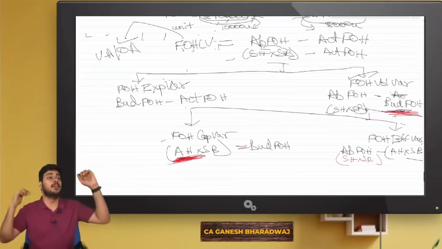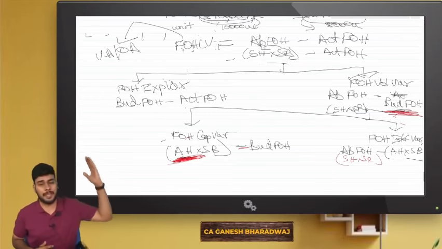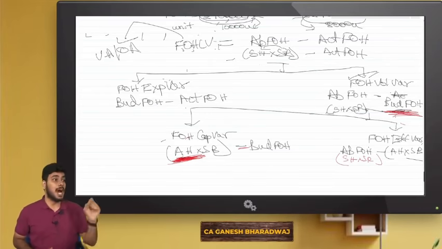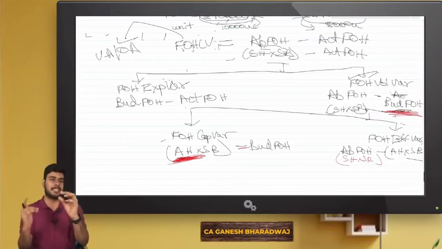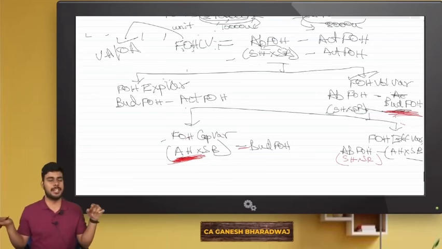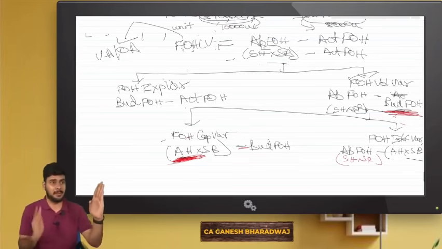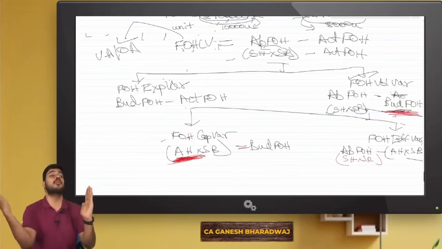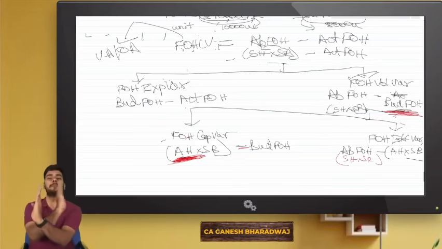Now come back. What is your fixed overhead cost variance? Absorbed minus actuals, that is standard hours into standard rate minus actual. Now branch it into two: expenditure variance and volume variance. Expenditure variance is budget minus actuals. And volume variance is absorbed minus budget. Clear with this?